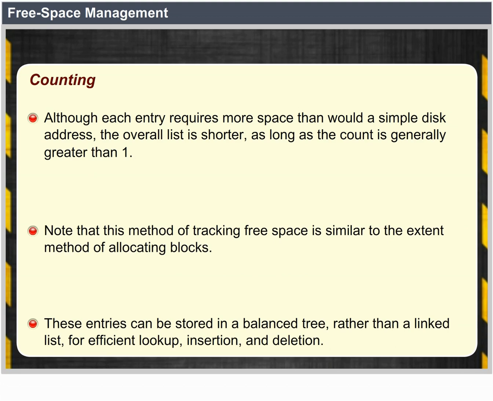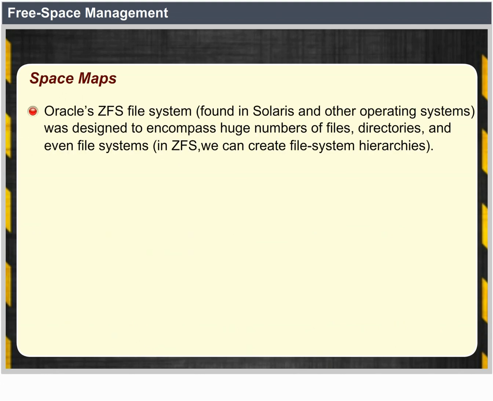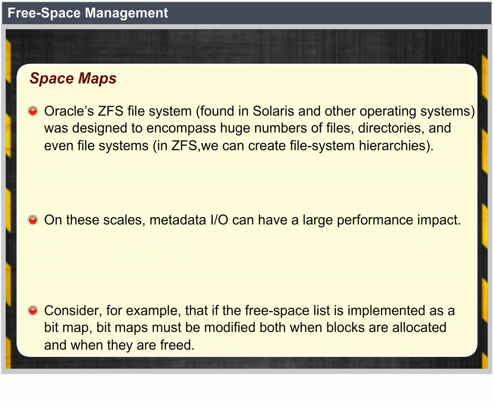Space maps. Oracle's ZFS file system, found in Solaris and other operating systems, was designed to encompass huge numbers of files, directories, and even file systems. In ZFS, we can create file system hierarchies. On these scales, metadata input-output can have a large performance impact. Consider, for example, that if the free space list is implemented as a bitmap, bitmaps must be modified both when blocks are allocated and when they are freed.